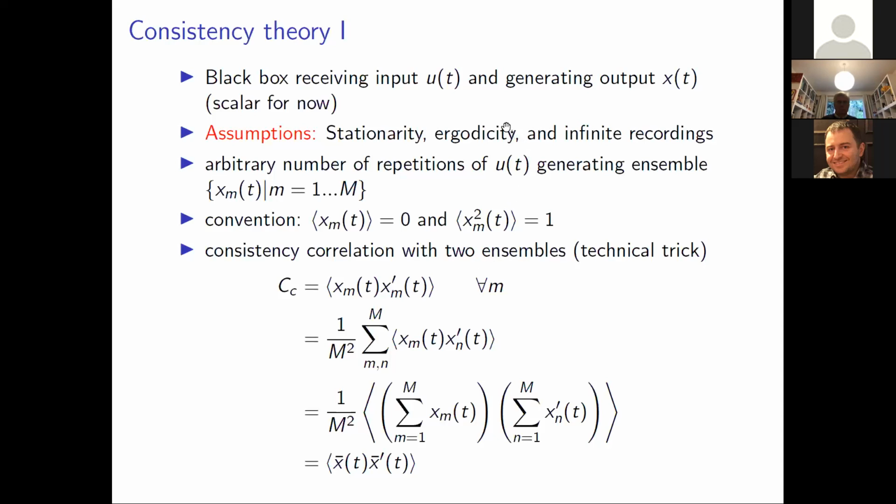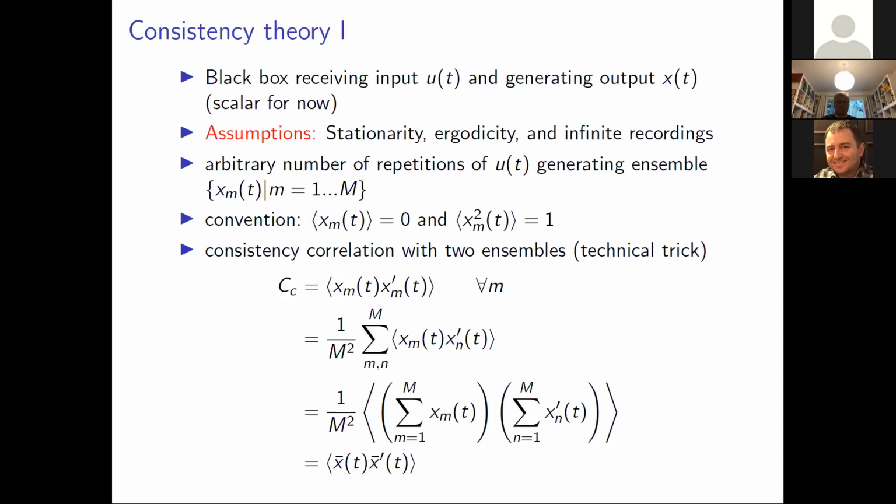The first thing where we use ergodicity is the fact that no matter which two responses I correlate, I always get the same result. And therefore, using this ergodicity, I rewrite this now, averaging over all pairs of responses. It's in total m squared of them. And this allows me to split this sum up here. This here is then the center of mass of the first ensemble, and this here is the center of mass of the second ensemble, which I just denote here with x bar and x bar prime.